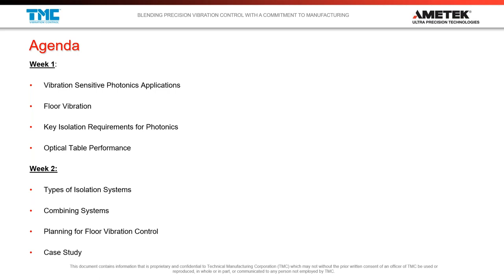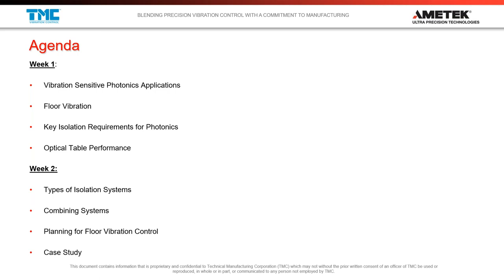So today, we're going to start off with just a brief introduction to what you're looking for and what types of applications these types of systems are to support. And we're going to have a brief crash course on floor vibration, how it works and what causes it. Then we're going to get into what we think, based off of 50 years of working with photonics customers, what kind of things are required in an isolation system for a photonics application. And then we're going to get a little bit deeper and a little more technical and start looking at optical table performance and construction.